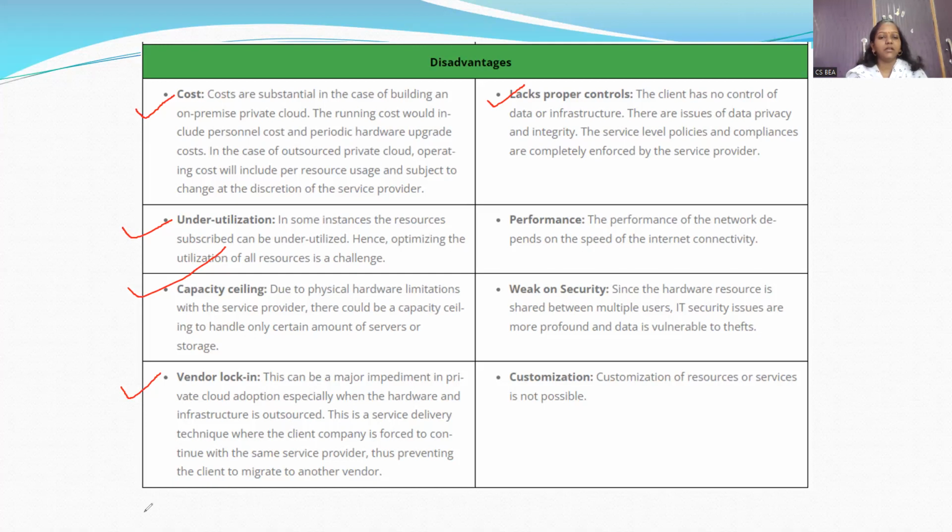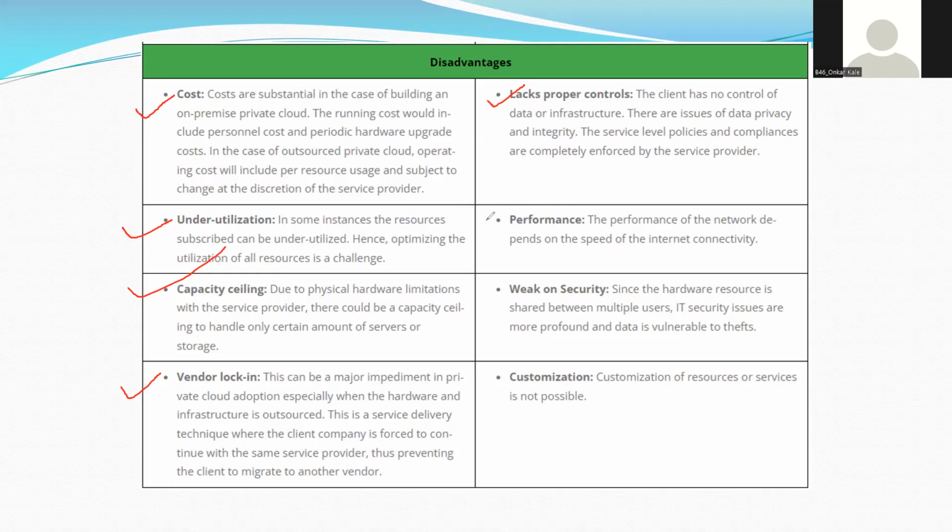Then vendor lock-in, this can be a major impediment in private cloud adoption, especially when the hardware and infrastructure is outsourced. So this is a service delivery technique where the client company is forced to continue with the same service provider, thus preventing the client from migrating to another vendor. So vendor lock-in is the major impedance in this case.